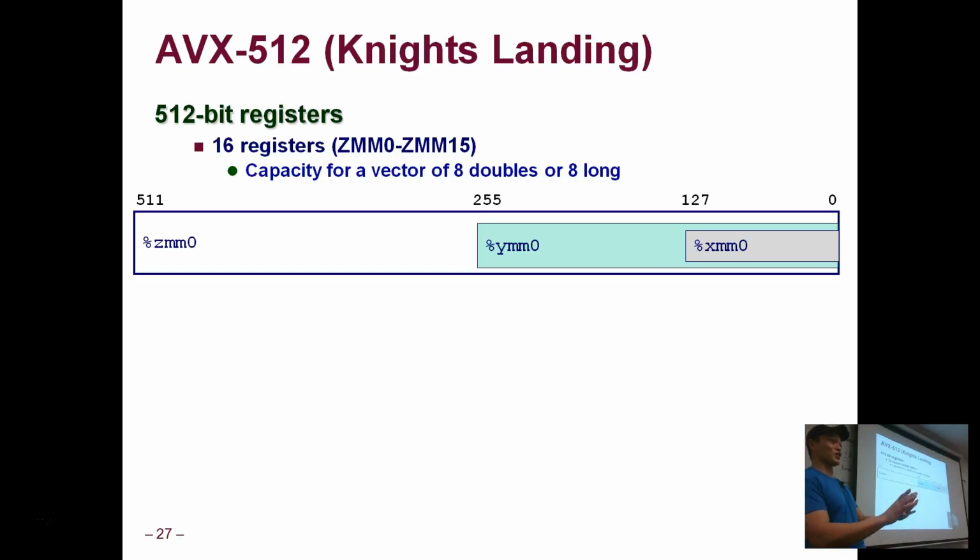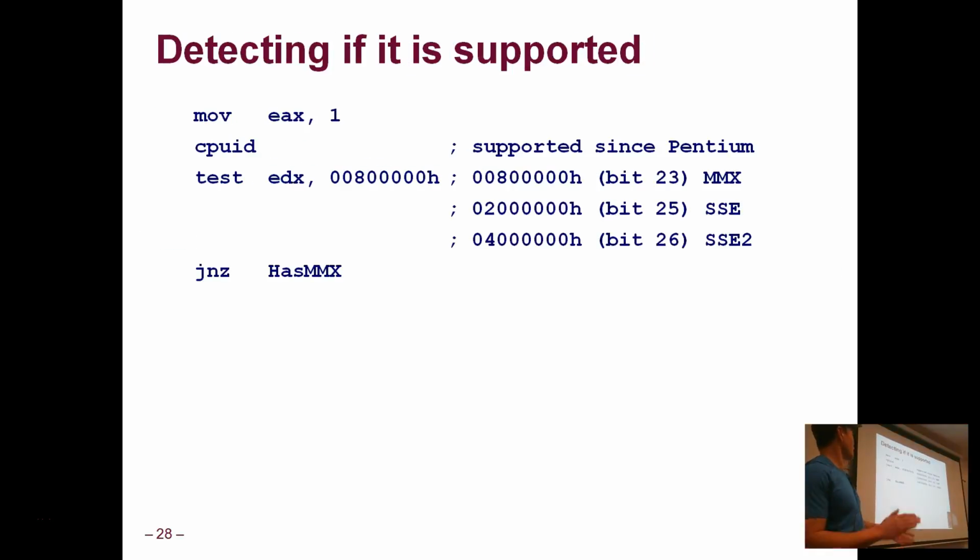Okay, I need to rush through here, so I have to get to your homework instructions. So yeah, this is the next generation, 512 bits, 8 doubles or 8 longs. That's a lot of vectors.